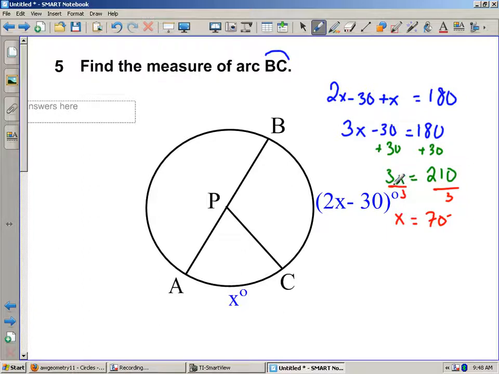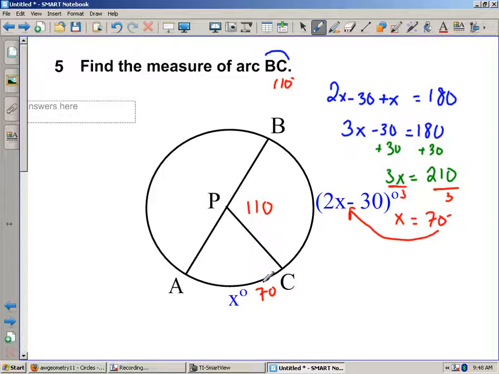You have your options. If we're trying to find BC, since I know this angle is 70, and I've just assumed that this whole thing was 180, we could assume that this angle has to be 110, which would be the same as the arc out there. Or you could plug the 70 in for x. I'm going to go with the shortcut this time and say that BC is 110 because I know that this whole thing has to be 180 and this is 70 down here. But you can plug 70 in and get the same answer if you like.